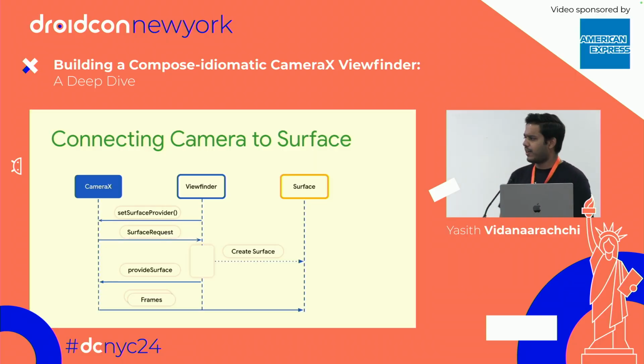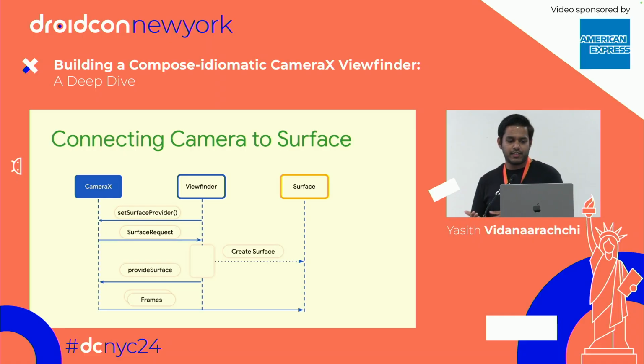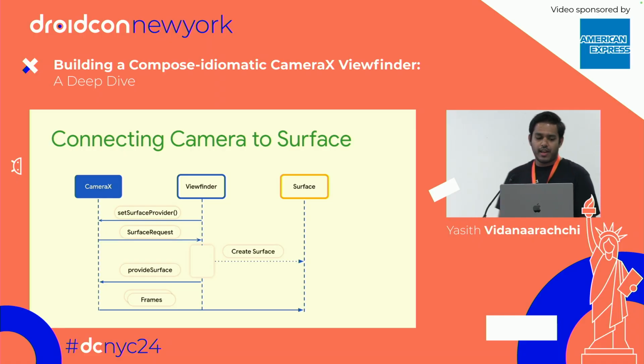But let's look at an overview of how the camera gets connected onto a surface. First of all, CameraX gets the surface provider, the set surface provider function called from the viewfinder, and then CameraX sends a surface request into the viewfinder saying, hey, give me a surface with these criteria. And then the viewfinder goes ahead, creates a surface, and sends the surface back into the camera so the camera can start drawing frames.